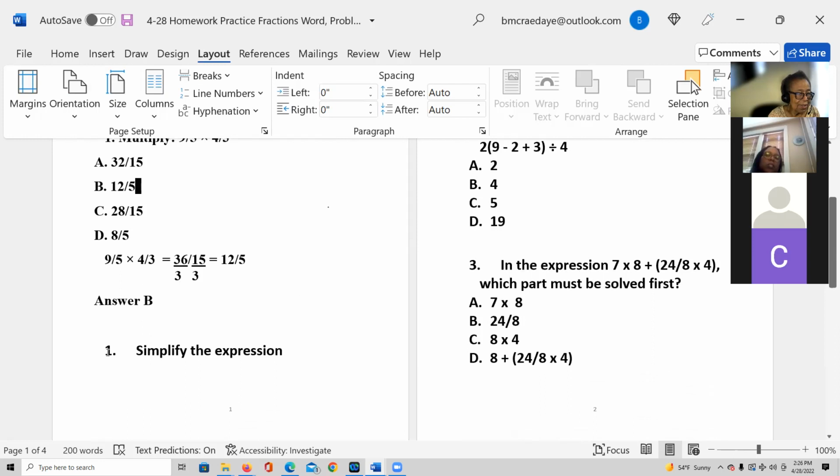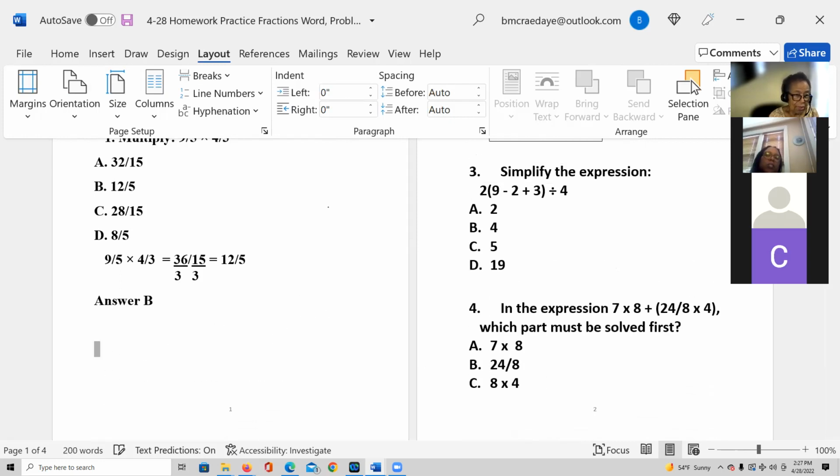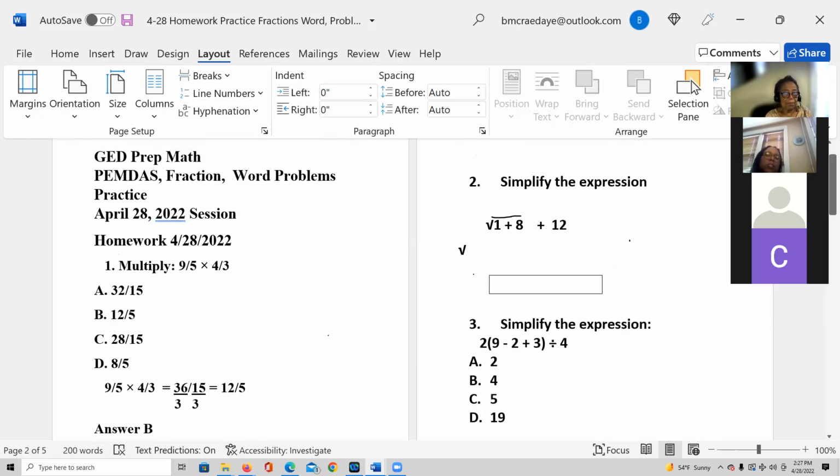Okay, now this one says simplify this expression, right? Number 2. So let me just put that on the next screen. Okay, now, Maureen, how would you simplify the square root of 1 plus 8 and then add it to 12? What do you get? Oh, this square. Oh, it's square root. Yeah, that's a radical. So what's the square root of 1 plus 8?